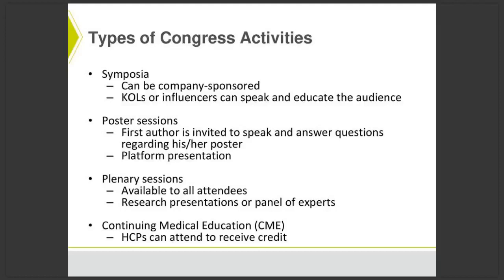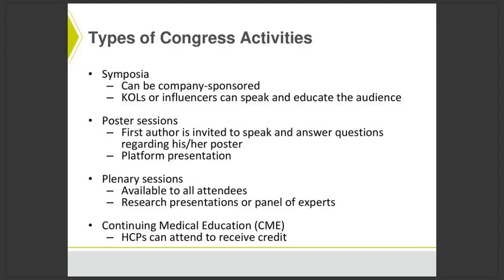As the bottom of the slide indicates, some of these activities can provide continuing medical education, or CME. As pharmacists, once we get licensed, we're required to have CE, depending on the state, over a certain number of CE credits over a certain period of time. Analogously, physicians require CME. Poster sessions are pretty self-explanatory. This is another avenue where scientific information and research can be disseminated in the form of a poster.